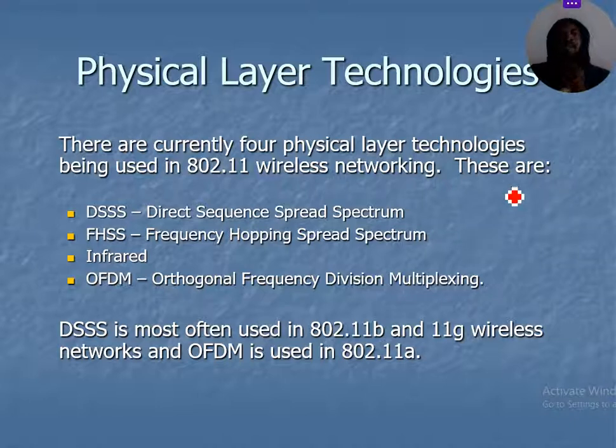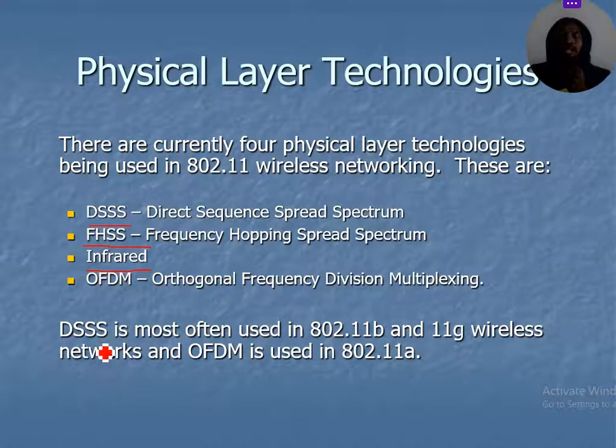Now there are 4 different technologies that we use with the physical layer. The first one is the DSSS, direct sequence spread spectrum. Then we have the FHSS, which is the frequency hopping spread spectrum. The third technology used with the IEEE 802.11 is infrared. The fourth is the OFDM, orthogonal frequency division multiplexing. These 4 technologies are used with the IEEE 802.11 wireless networking.